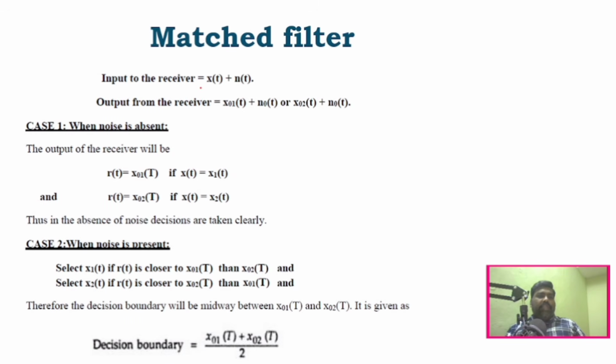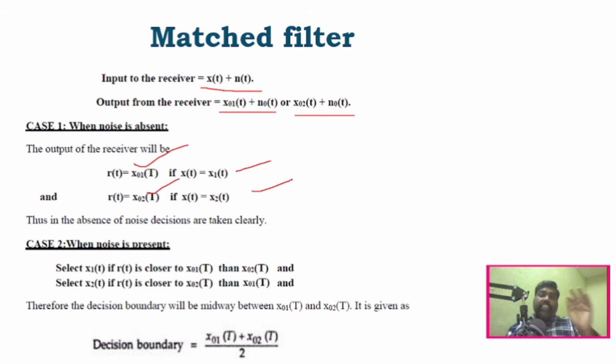Now you know that we are transmitting x(t) and noise is getting added, and at the receiving side it will be x01(t) plus noise or x02(t) plus noise, right? So first thing is, if noise is not present, then what will happen? The r(t) will exactly determine whether it is binary 1 or binary 0. If r(t) is detected as x01(t), then it will be binary 1. If it is x02(t), it will be binary 0, because there is no noise. So whatever is transmitted will be decoded correctly here.